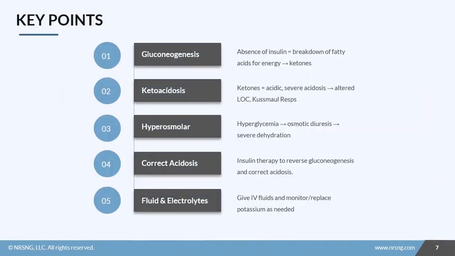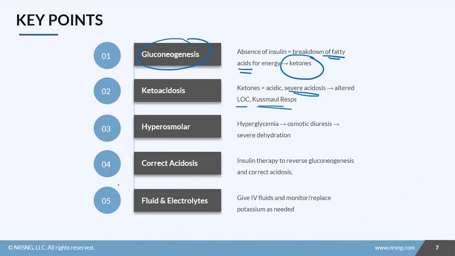So let's recap. DKA is an acute exacerbation of type 1 diabetes where the body is breaking down fatty acids for energy instead of glucose, and that results in the production of ketones building up in the bloodstream, leading to this severe metabolic acidosis. This can cause altered level of consciousness and Kussmaul respirations because they're trying to correct the acidosis.